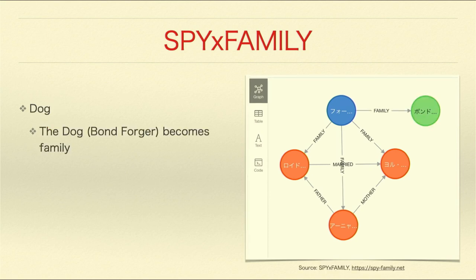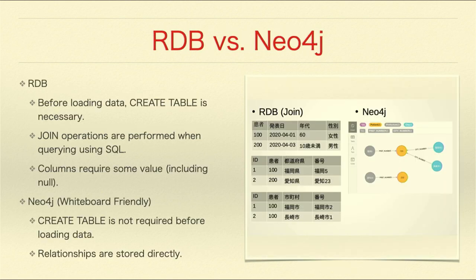And dog. The dog becomes a family. It's the Forger family and the pet is the dog here. Okay.